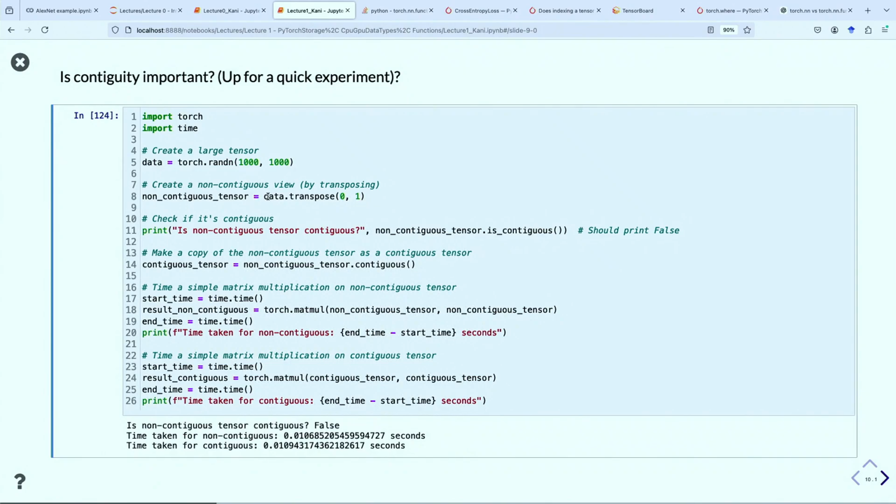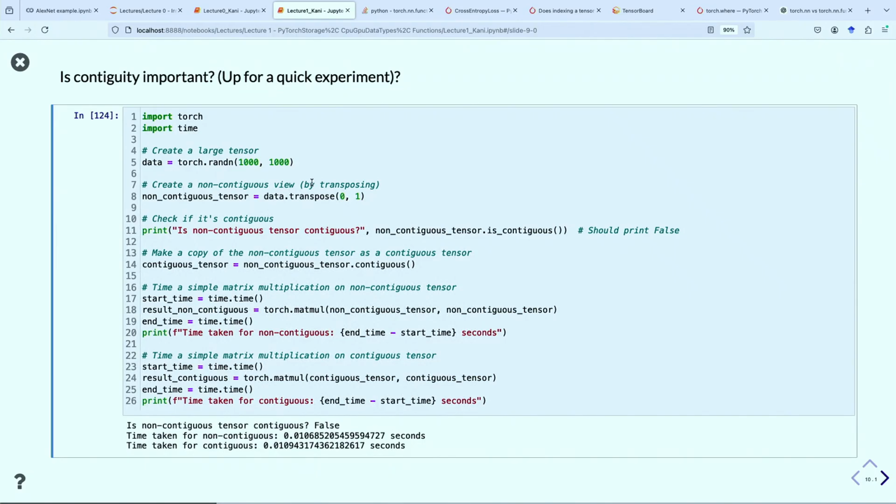One way to reliably generate a non-contiguous tensor is to simply do a data transpose. That's because if you flip the rows and columns, then when you iterate through the rows, you're jumping a lot of spaces, right? So when you take the transpose of a piece of data, you're losing contiguity.